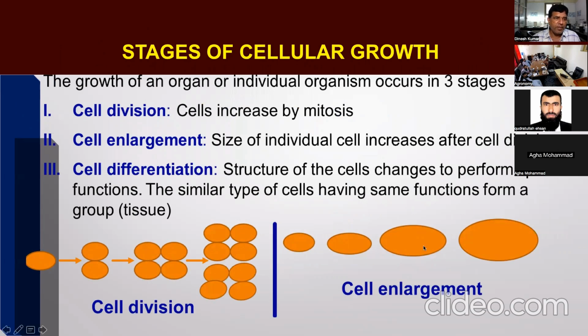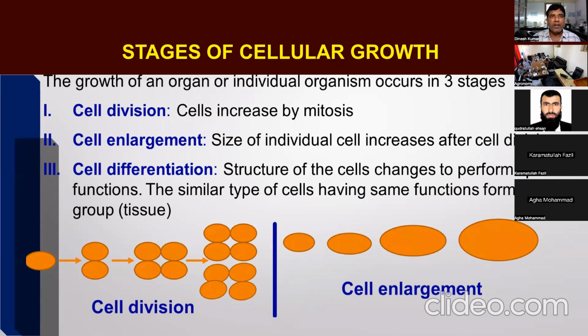Now you see the heading, stages of cellular growth. Here, how individual cell grows, how one cell can grow. So it is cell division, particularly mitosis. This mitosis increases the cell number, and mitosis happens in vegetative parts. Then comes the cell enlargement. So individual cell will enlarge, will increase in size, then growth will happen.